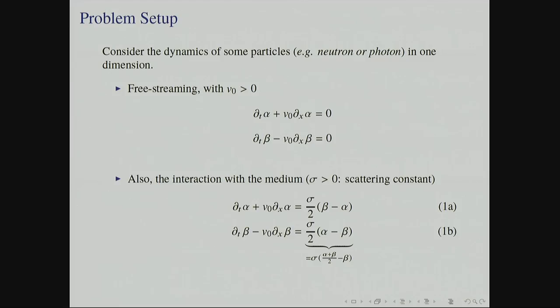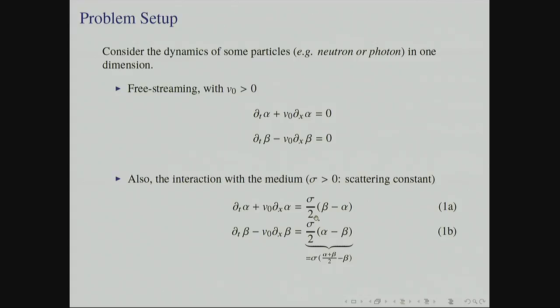But suppose I also want to take into account the particle's interaction with the media. For instance, the particle can travel over a certain distance, and they can scatter off the media and change direction. In my current system, it's very simple. There are only two possible directions. The particle will switch direction. So I will use a term on the right-hand side to model this interaction. You can see the sum of this term is zero due to conservation.